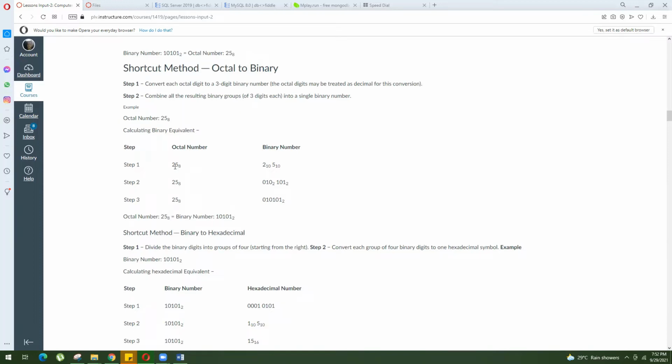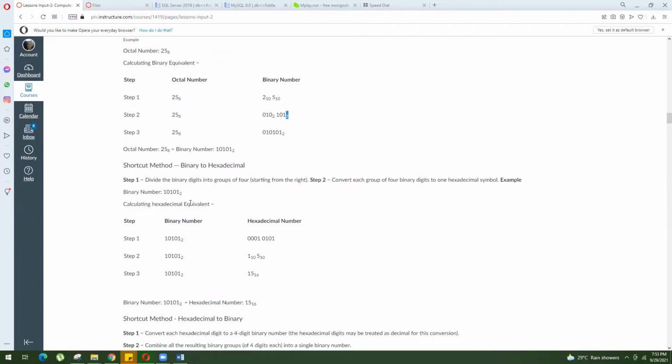First, convert each octal digit to a 3-digit binary. So 2, split, and 5. 2 base 10, 5 base 10. So we convert it into binary. 2 base 10 is 0, 1, 0 base 2, and 5 is 1, 0, 1 base 2. And then after doing that, just concatenate the two numbers and retain the base. 1, 0, 0, 1, 0, 1 will be the binary equivalent of 25 base 8.